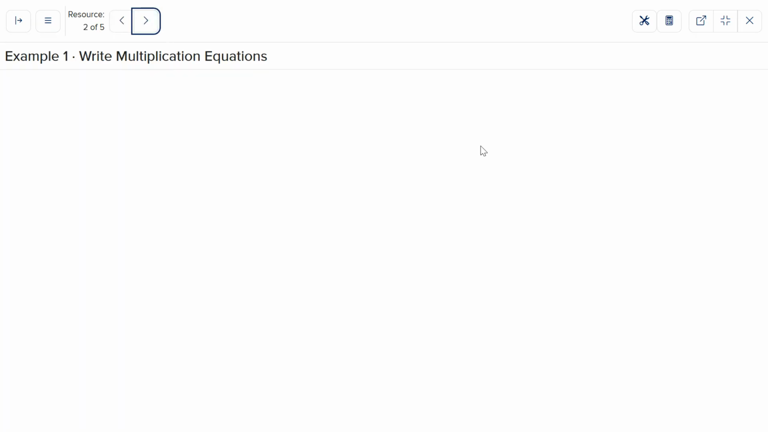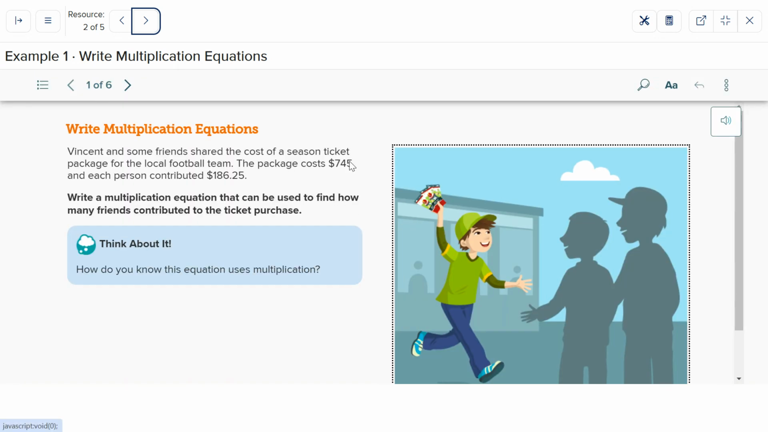All right, example 1, write multiplication equations. Vincent and some friends shared the cost of a season ticket package for the local football team. The package cost $745 and each person contributed $186.25. Write a multiplication equation that can be used to find how many friends contributed to the ticket purchase. So we don't know how many friends, but we know the total and we know how much each person paid here.